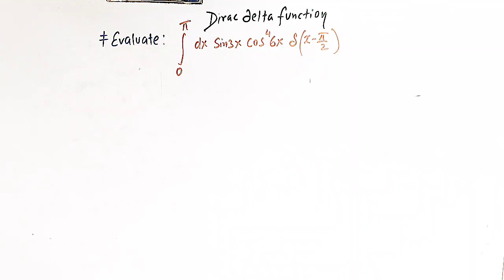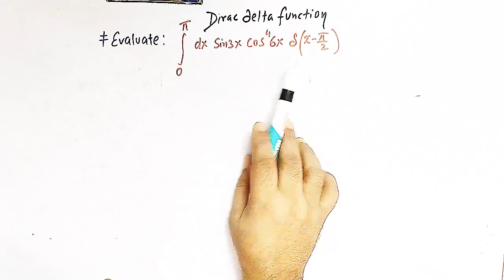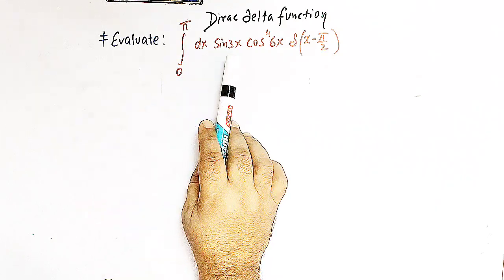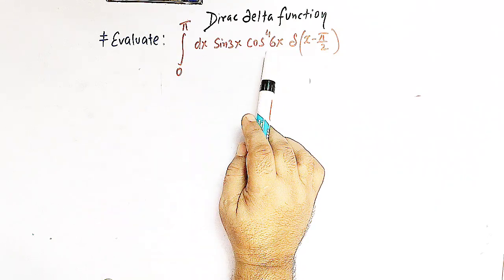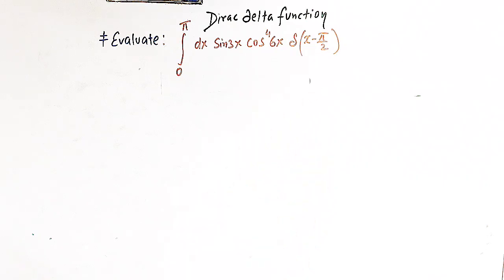Hello viewers, in today's session we are going to discuss another important problem from the Dirac delta function, and here we are going to evaluate this integral involving the famous Dirac delta function. So here we have the integral from 0 to pi dx sine 3x cos raised to 4 6x and delta of x minus pi by 2, right? We'll see how we can solve this integral by using the definition and property of the Dirac delta function.